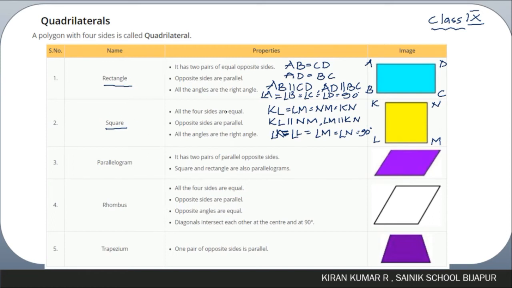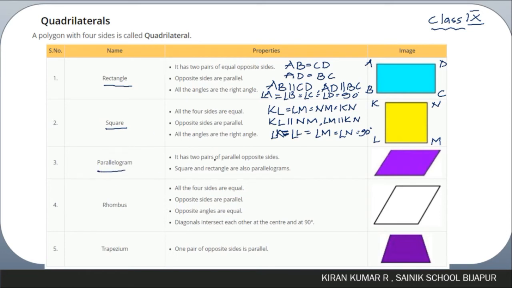There is another concept called a diagonal, which you are going to learn in higher classes. You will learn that diagonals are equal and they bisect each other perpendicularly in a square, and diagonals are equal but they do not bisect each other in a rectangle. This concept related to diagonals you will all learn in higher classes, but only the basics are there in class 6th.